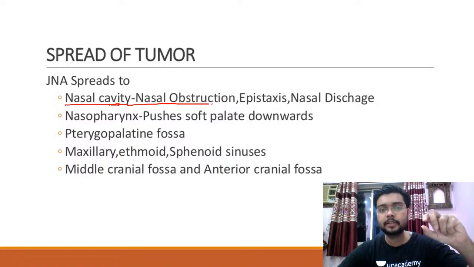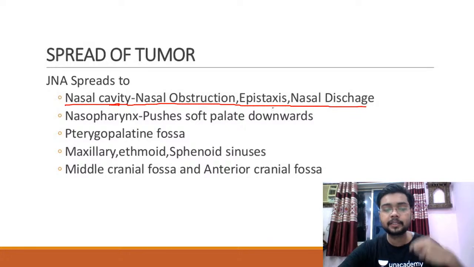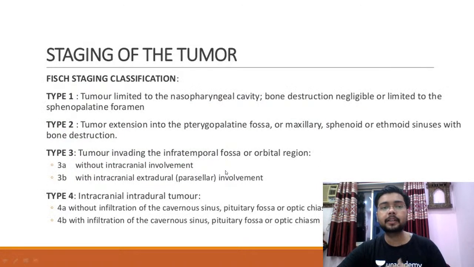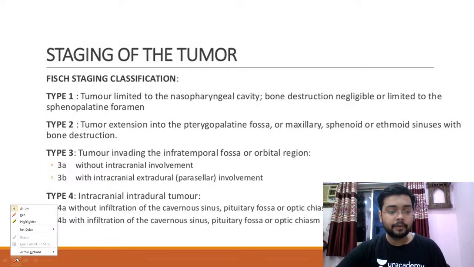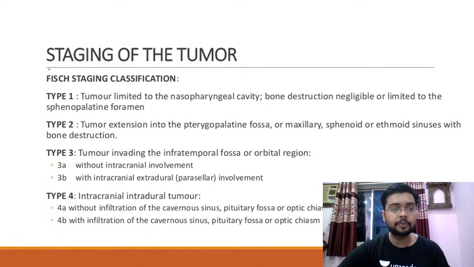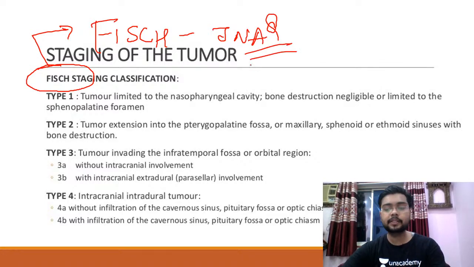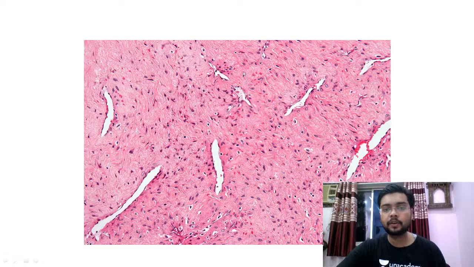It can come to the nasal cavity, causing nasal obstruction and epistaxis. It can go into the nasopharynx, where it will push the soft palate downward. It can go into the pterygopalatine fossa laterally. It can go into the maxillary, ethmoid, sphenoid, and it can go into the middle, anterior, and other fossas. One more thing, if they ask in future, is regarding staging. So just remember that Fisch staging is for JNA. For MCQ purposes, future reference, just remember Fisch staging is for JNA.